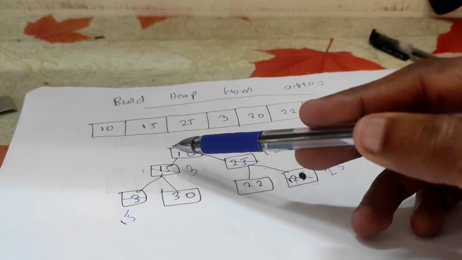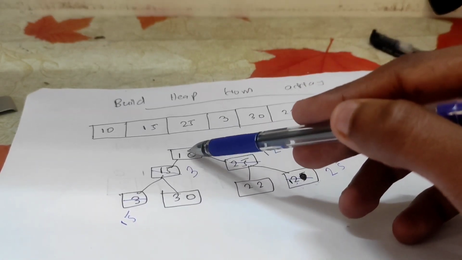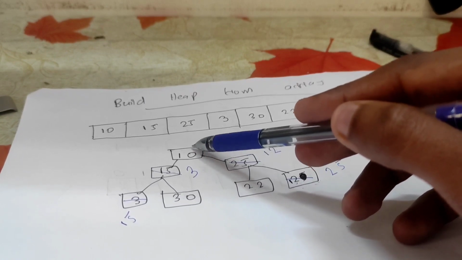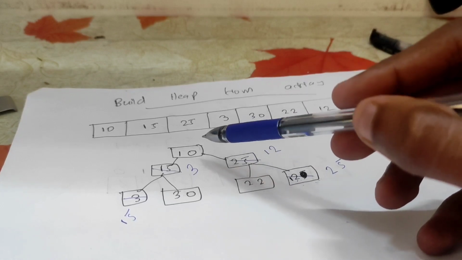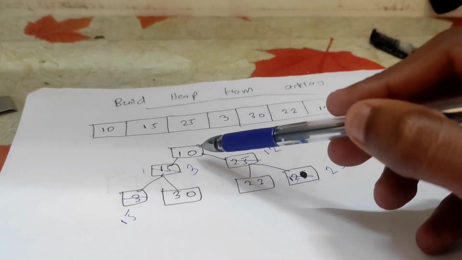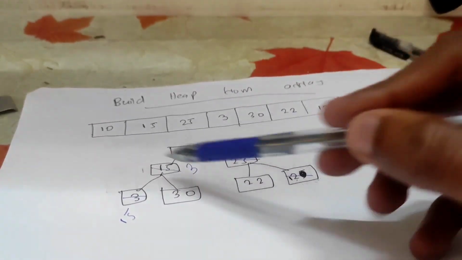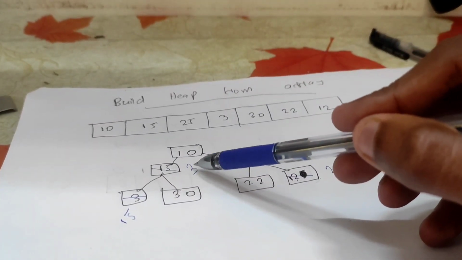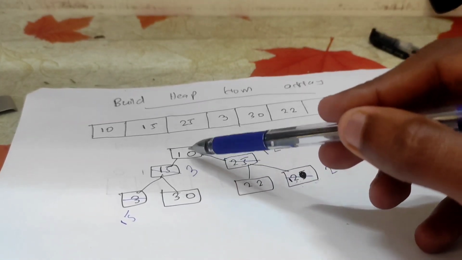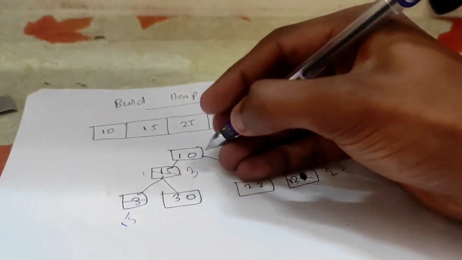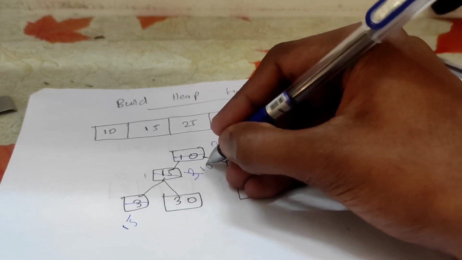Then we want to find the next non-leaf node, or the last parent. So we check: 10 will be the last parent here, and its children are 12, 3 and 12. Next we want to find which is the smallest between 3 and 12, or which is the smallest in this family. Here we can see that 3 is the smallest. So we have to swap 3 and 10. So 3 comes to the top and 10 comes here.